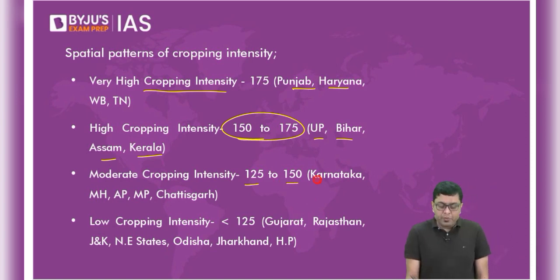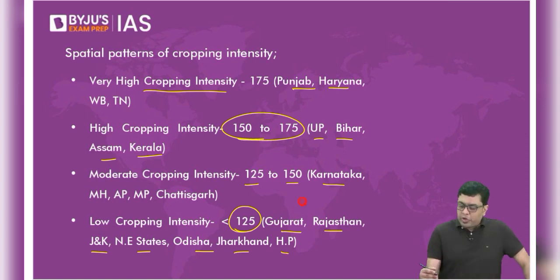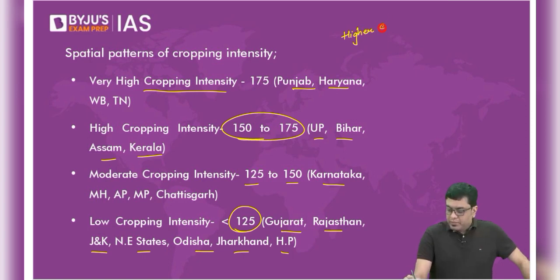Moderate cropping intensity of 125 to 150 in slightly plateau regions, for example, Karnataka, Maharashtra, Andhra Pradesh, Chhattisgarh. Then low cropping intensity of less than 125 in either the drier areas such as Gujarat, Rajasthan, or the hilly areas such as J&K, Northeast states, Odisha, Jharkhand, and Himachal Pradesh. So this is about the production. Higher the cropping intensity means greater production. Higher production.